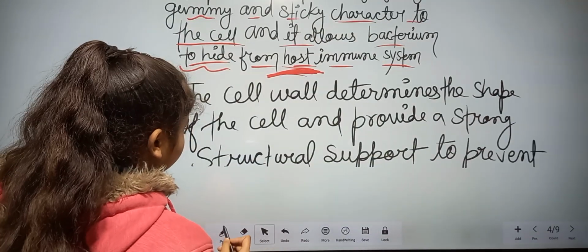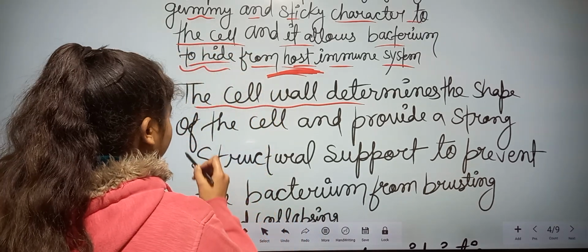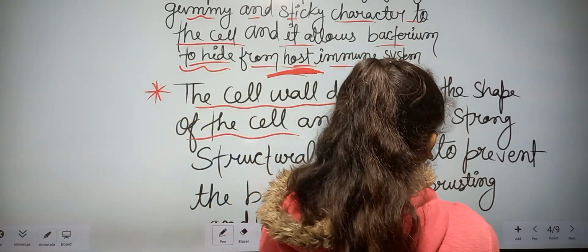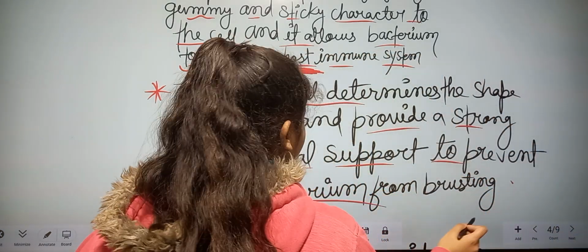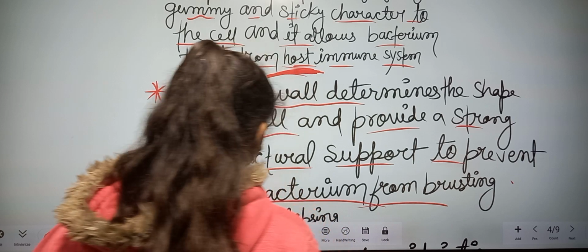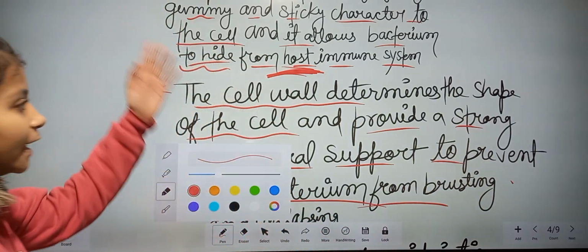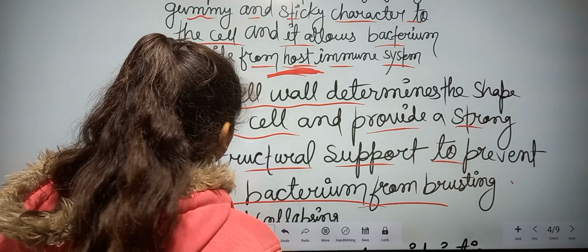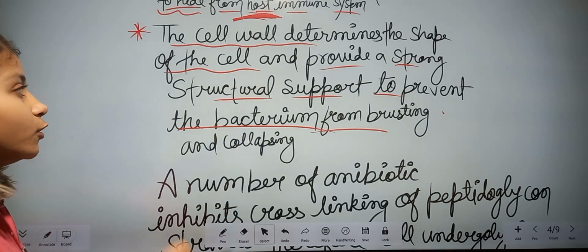The cell wall determines the shape of the cell and provides strong structural support to prevent the bacteria from bursting. Here are all the functions of glycocalyx and capsule, and now this is the function of the cell wall. What is the use of the cell wall in a prokaryotic cell?